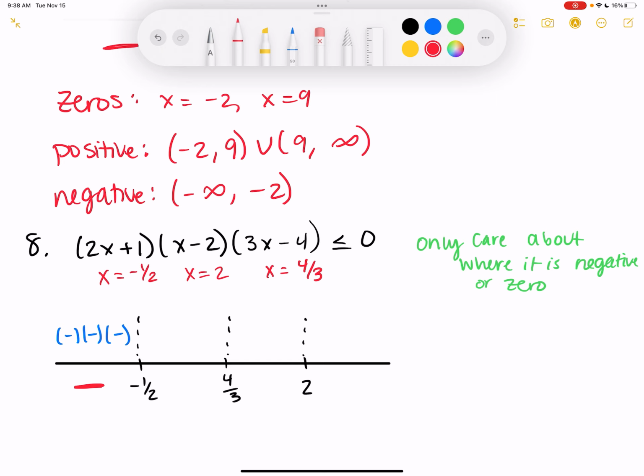Then in the next one, 0 is an option for me to check, so I'm going to use that. Plugging in 0, that's positive. Plugging in 0, that one's negative. Plugging in 0, that one's negative. So that whole region is positive.